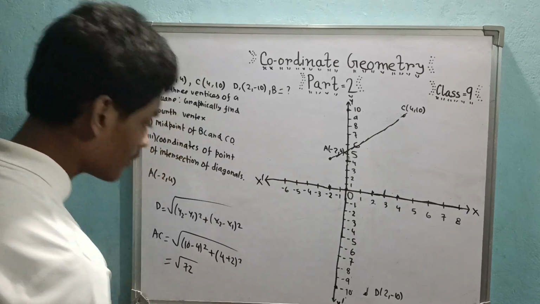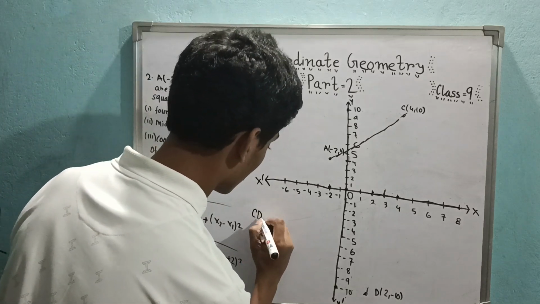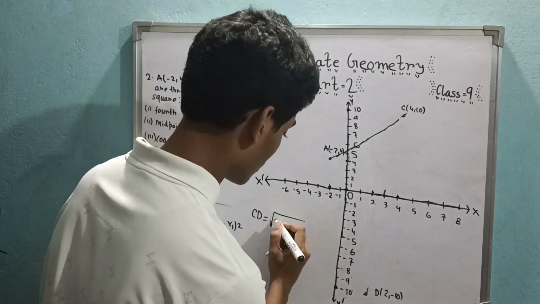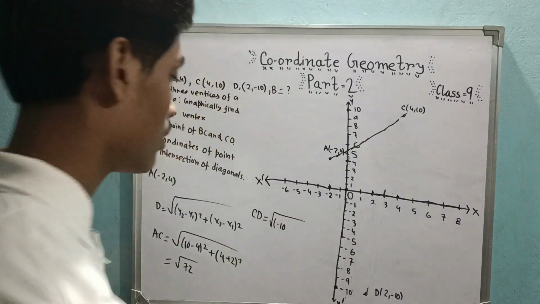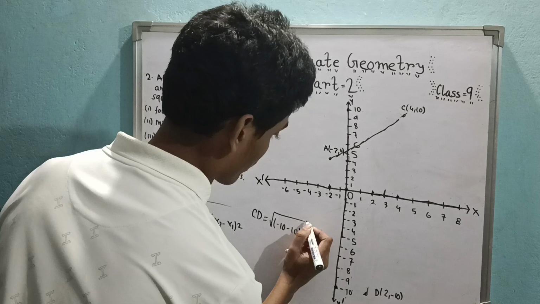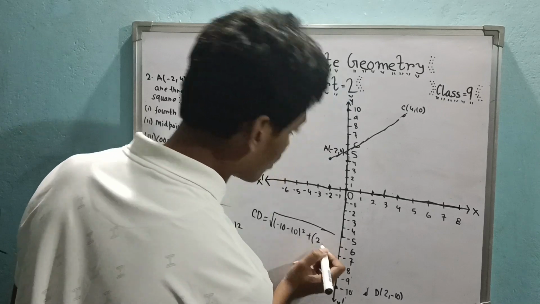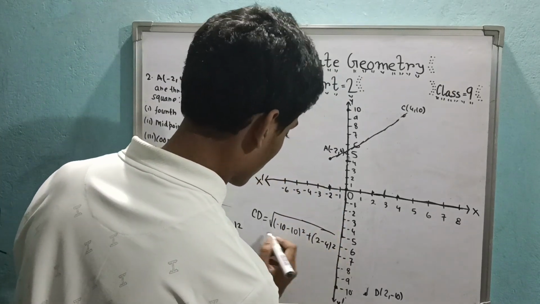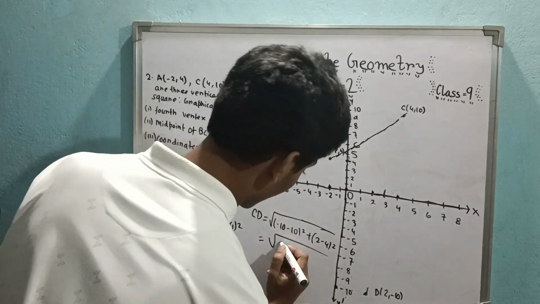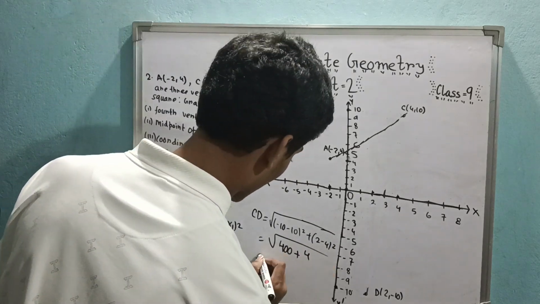Root 72. Let it be. Now if I come to CD, what is its distance? You see this distance: y2 is minus 10 and y1 is 10, square, plus x2 minus x1. Now x2 is 2, x1 is 4. This is minus 10 minus 10, minus 20 whole square, 400, plus 2 minus 4, plus 2 plus 2, 404. Root 404.